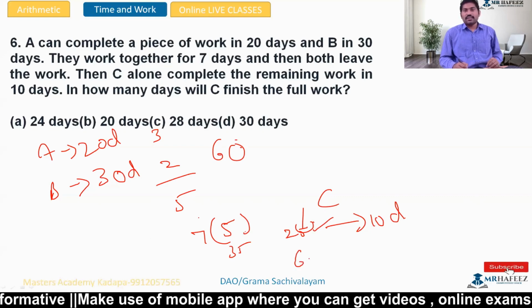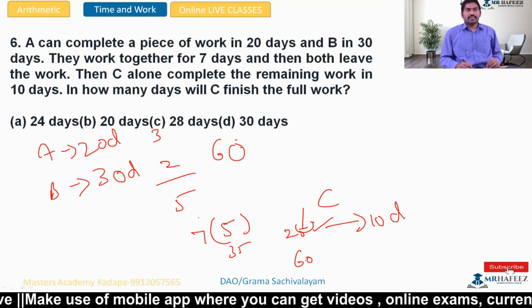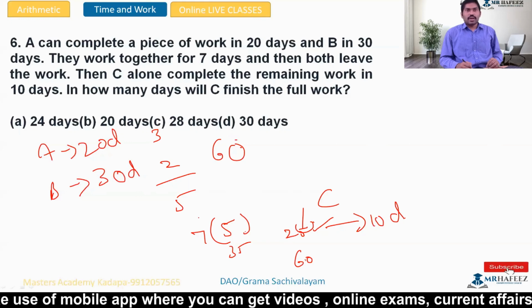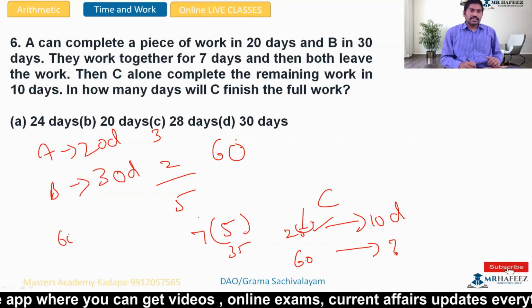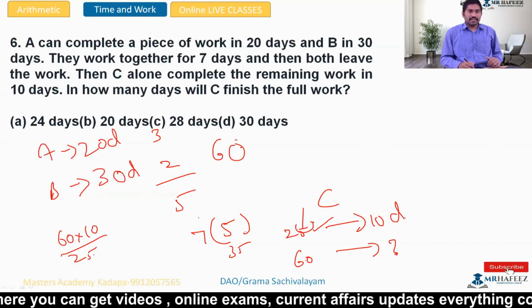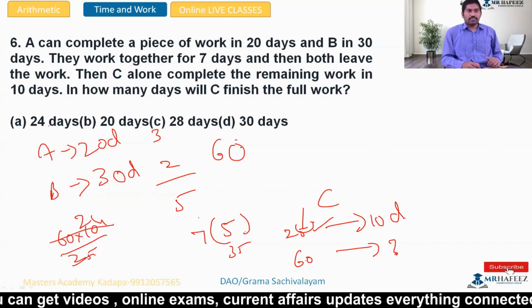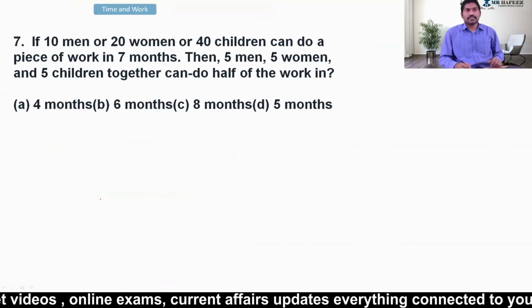But what is required to complete the remaining work? In 10 days, how many full work? 60. 60 is the question mark. 60 into 10 divided by 25. 25 ones, 24. So the answer is 24 days.